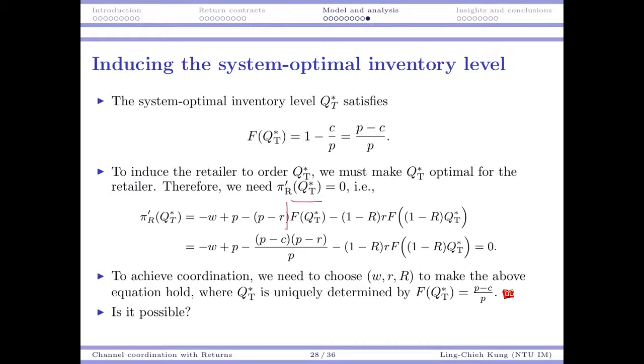One thing we know is that f of QT star must satisfy this, okay? If it is system optimal, f of QT star must be p minus c over p. So p minus c over p can be placed into the first order condition. So now our question has been reduced to the following. We want to ask whether there is any WR and capital R so that this particular equation is satisfied. We want to ask whether such WR and R exist or not. And if it exists, what are some properties that we may say about it? So that will be our task in the next video.